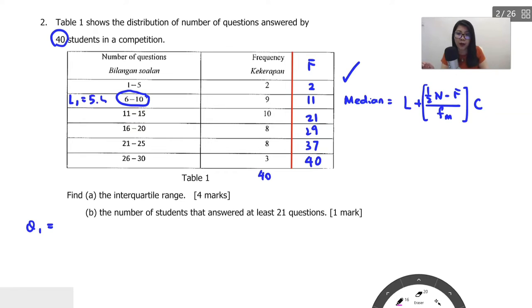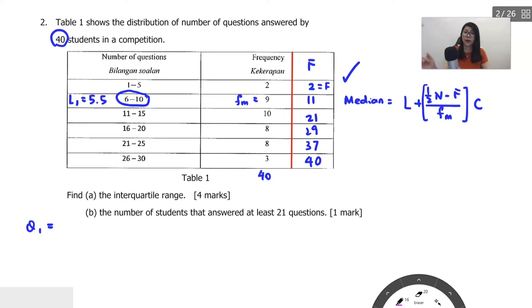Okay, so 5.5. Okay, so next we need to know what our FM is. So this will be our FM because it's the frequency of that class. Okay? And then we need to find the big F. The big F is the cumulative frequency before that class. Okay? So this will be the capital F.